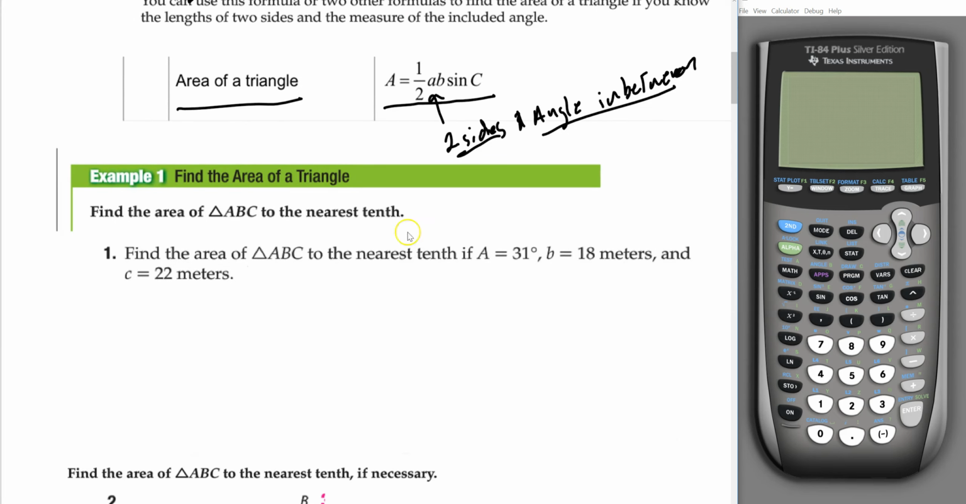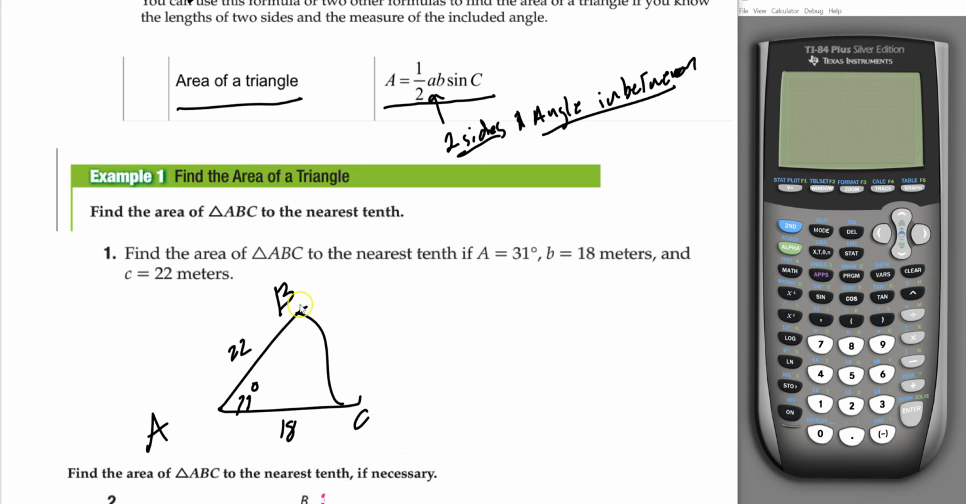Let's do an example. Find the area of triangle ABC. So draw it real quick. ABC. That's a B, not a 3. That's a triangle, not a curvy thing. Round to the nearest tenth. Angle A, notice again, capital letter, angle, so 31 degrees. You can also tell by the fact there's a degree sign. b is 18, so again, across from B, and c is 22, across from C.